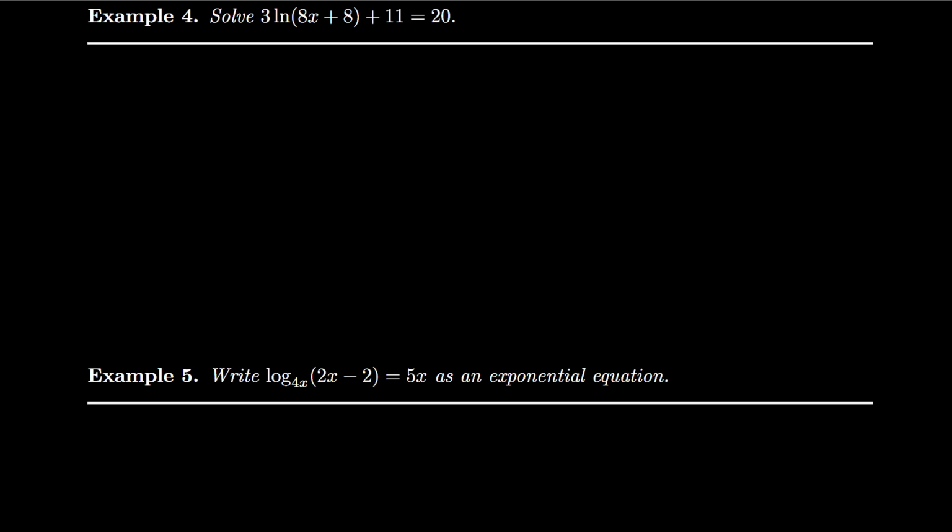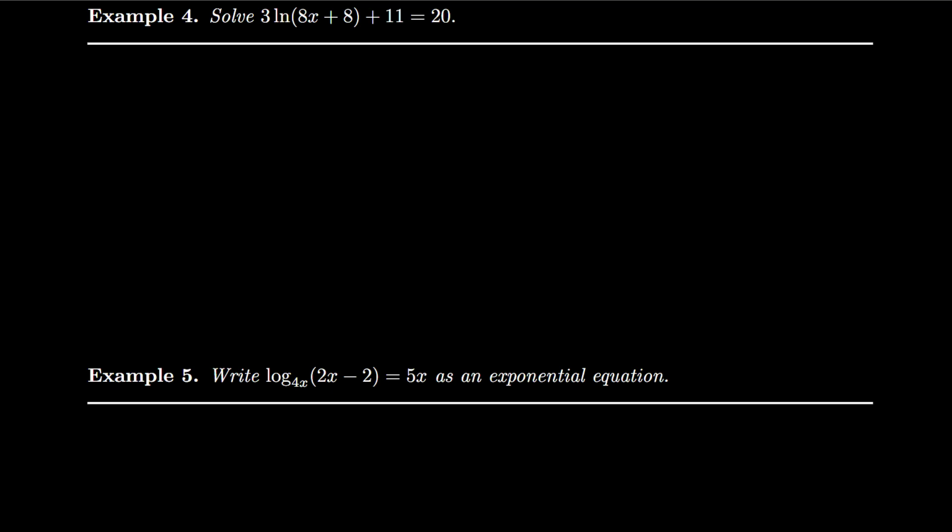It says solve 3 times the natural log of 8x plus 8, plus 11 on the outside, equals 20. We're trying to find the value of x that makes this work. Be very careful with these when you go through and do them. Remember that the natural log is just log base e. Keep that in the back of your head. And also don't lose track of any of this. You want to get rid of all of the stuff off of the logarithm or the exponent before you do the inverse. So there's a plus 11 and there's a times 3.